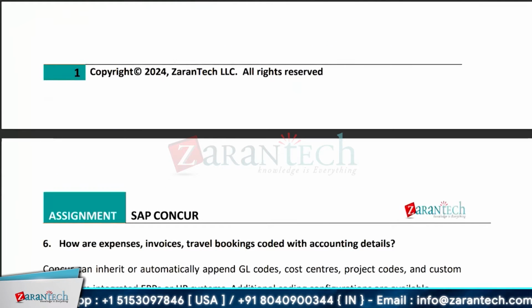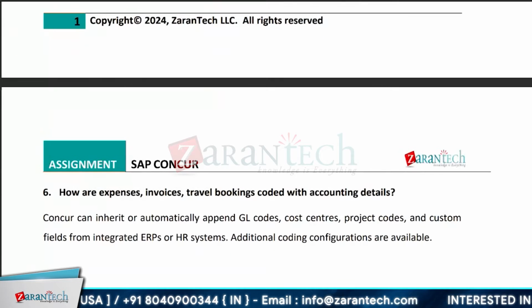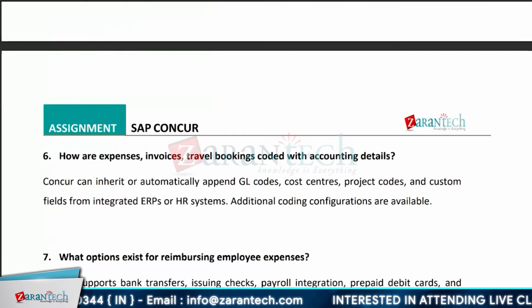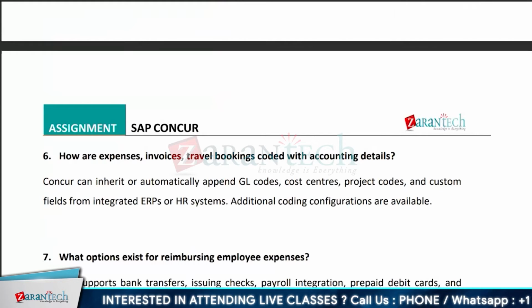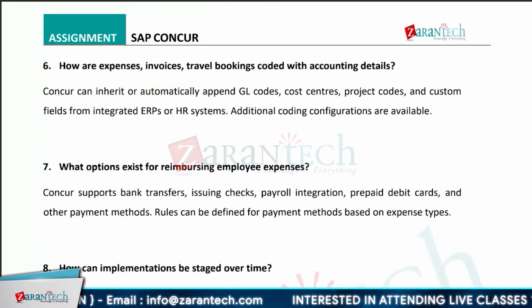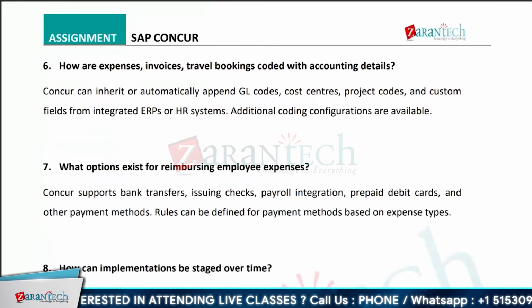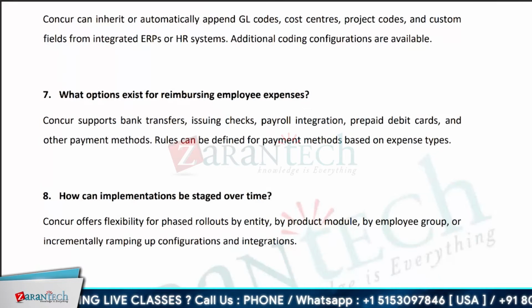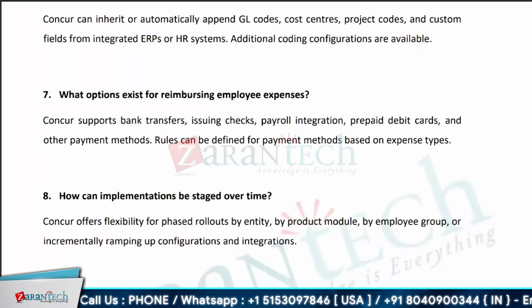How are expenses, invoices, travel booking coded with accounting details? Concur can inherit or automatically append GL code, cost center, project code, and custom fields from the integrated ERP or HR system. Additional coding configurations are available. So we had seen the body implementation, right? Through that also you can pull more data from Concur into the ERP system and vice versa.